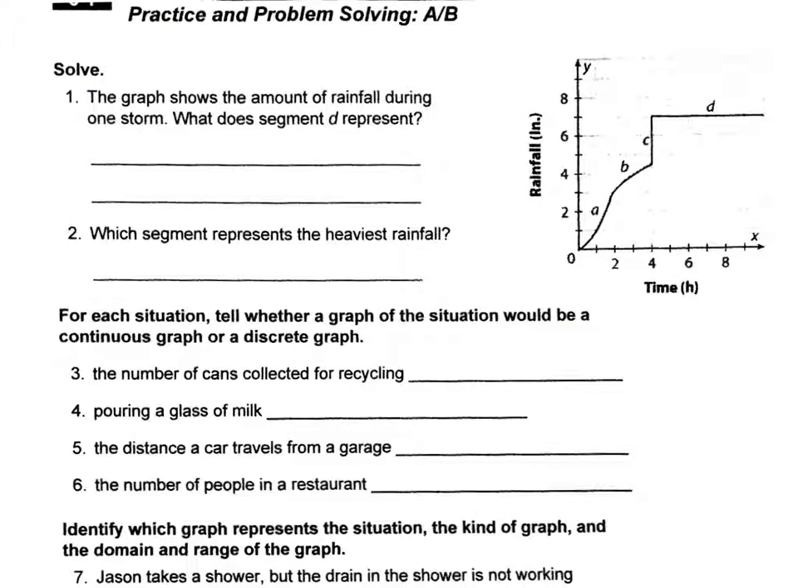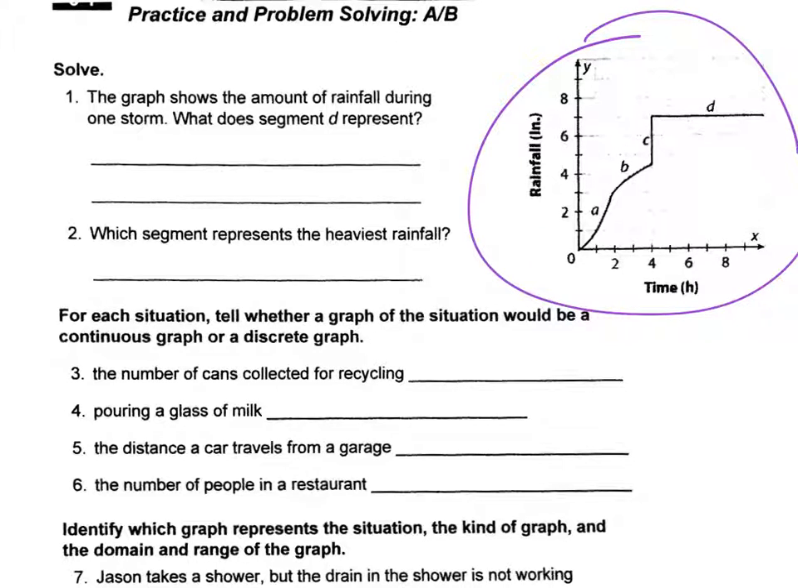Okay, so this last page is just about interpreting graphs. So if we refer to this graph on the far right side, there are a few different things happening. There's 3 or 4 sections here. A is obviously an increase in rain. B is also an increase in rain, but it's going to look a little different.